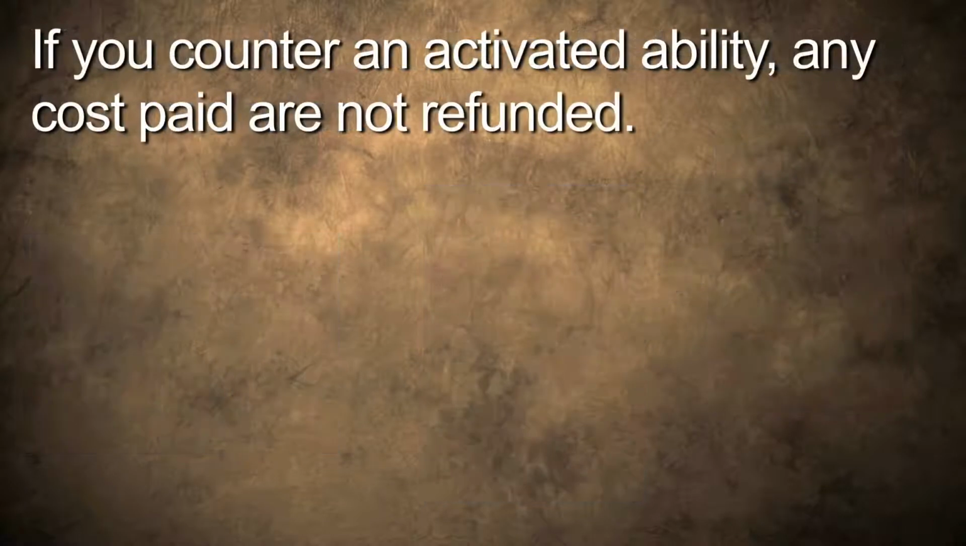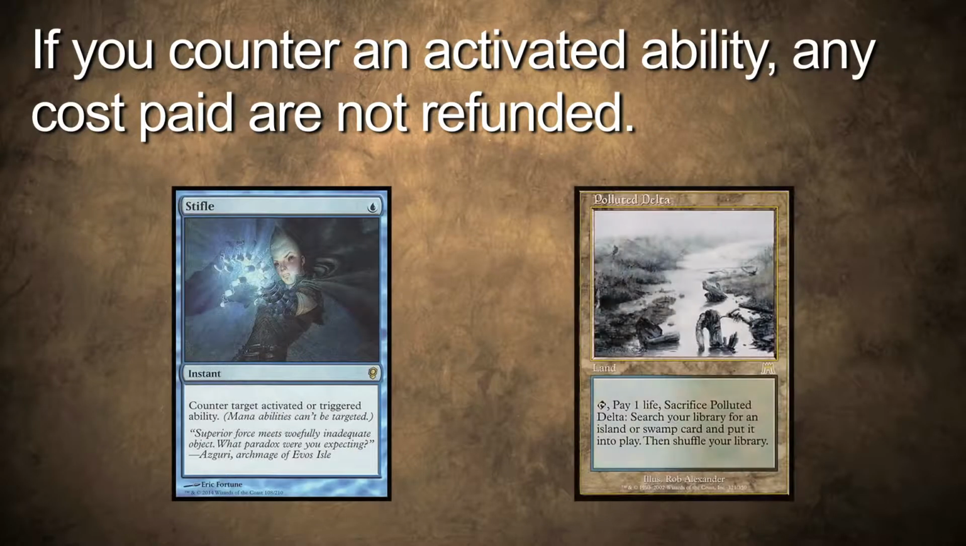If you countered an ability, any costs paid are not refunded. Like, if you Stifle a fetch land, the land stays in the graveyard despite the ability being countered to search for another land, because it was sacrificed as a cost to pay for the ability. Next, let's go over some other abilities to help distinguish the difference between those abilities and activated abilities.